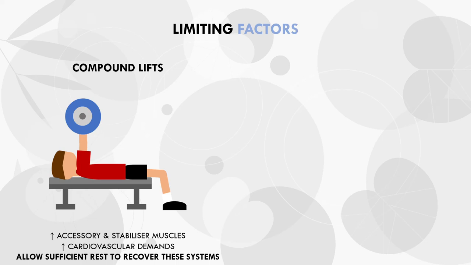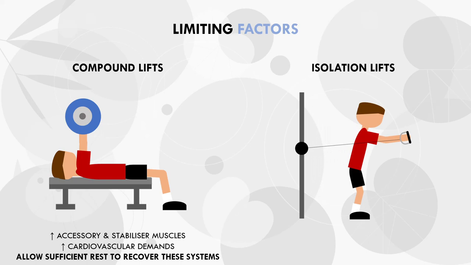This may explain why in full body resistance training protocols using compound lifts, the research finds that longer rest periods are superior. For isolation lifts, on the other hand, this is less of a concern. This is because isolation lifts only really stress one muscle group specifically. There is minimal involvement of other accessory and stabilizer muscles.